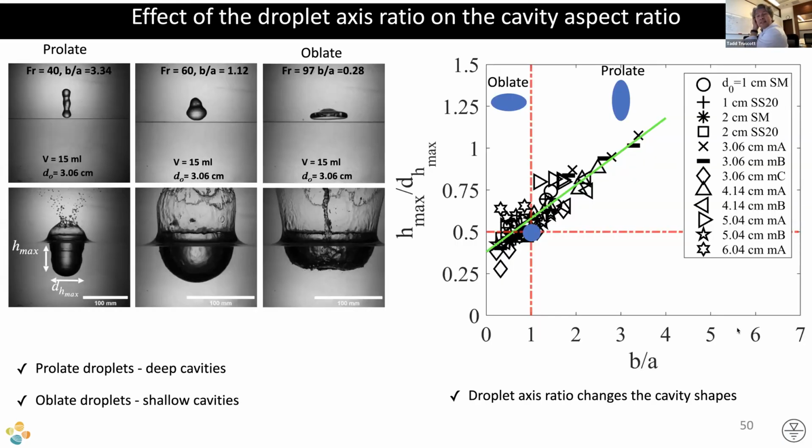And so again, if we want to be able to scale this Hmax and Dmax with something about the entry of the droplet, we can come up with this, which is pretty simple. We just have Hmax over Dh, and then divide that by our aspect ratio. And notice that it fits pretty well. These would be oblate shapes on the left, less than 1, and then prolate shapes on the right hand, greater than 1. And prolate shapes should make deep cavities, and oblate shapes should make shallow cavities. That's great. So we show that that works.